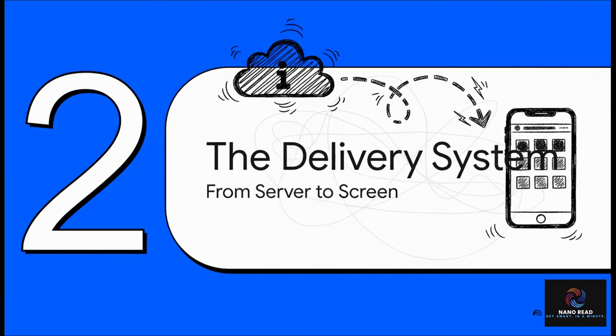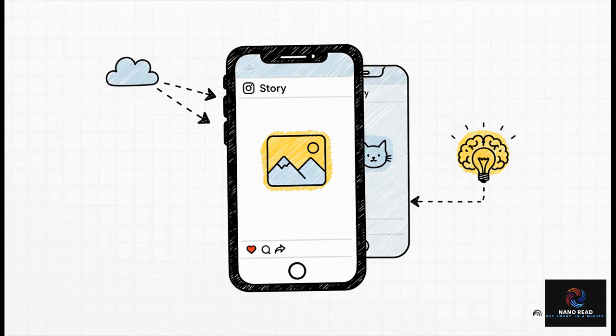But how does it get from Instagram servers all the way to your phone without you noticing any delay at all? Well, that brings us to the delivery system. The secret here is a really clever trick that happens right on your phone. The app is constantly trying to predict what you're going to do next.